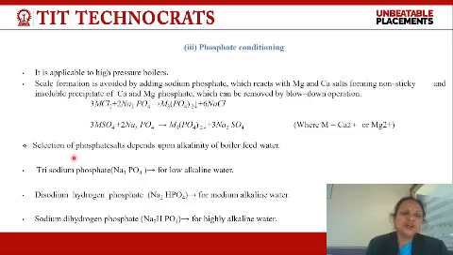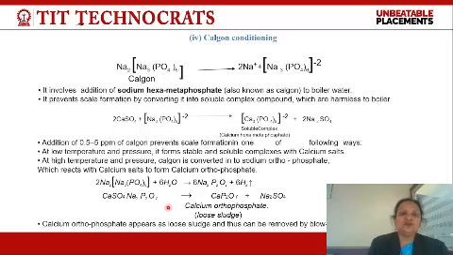It is very important to select the correct phosphate. It depends on the alkalinity of boiler feed water. We can use three types of phosphate. Trisodium phosphate is purely alkaline. Disodium hydrogen phosphate is for medium alkaline water or medium acidic water, and sodium dihydrogen phosphate is used for highly alkaline water.